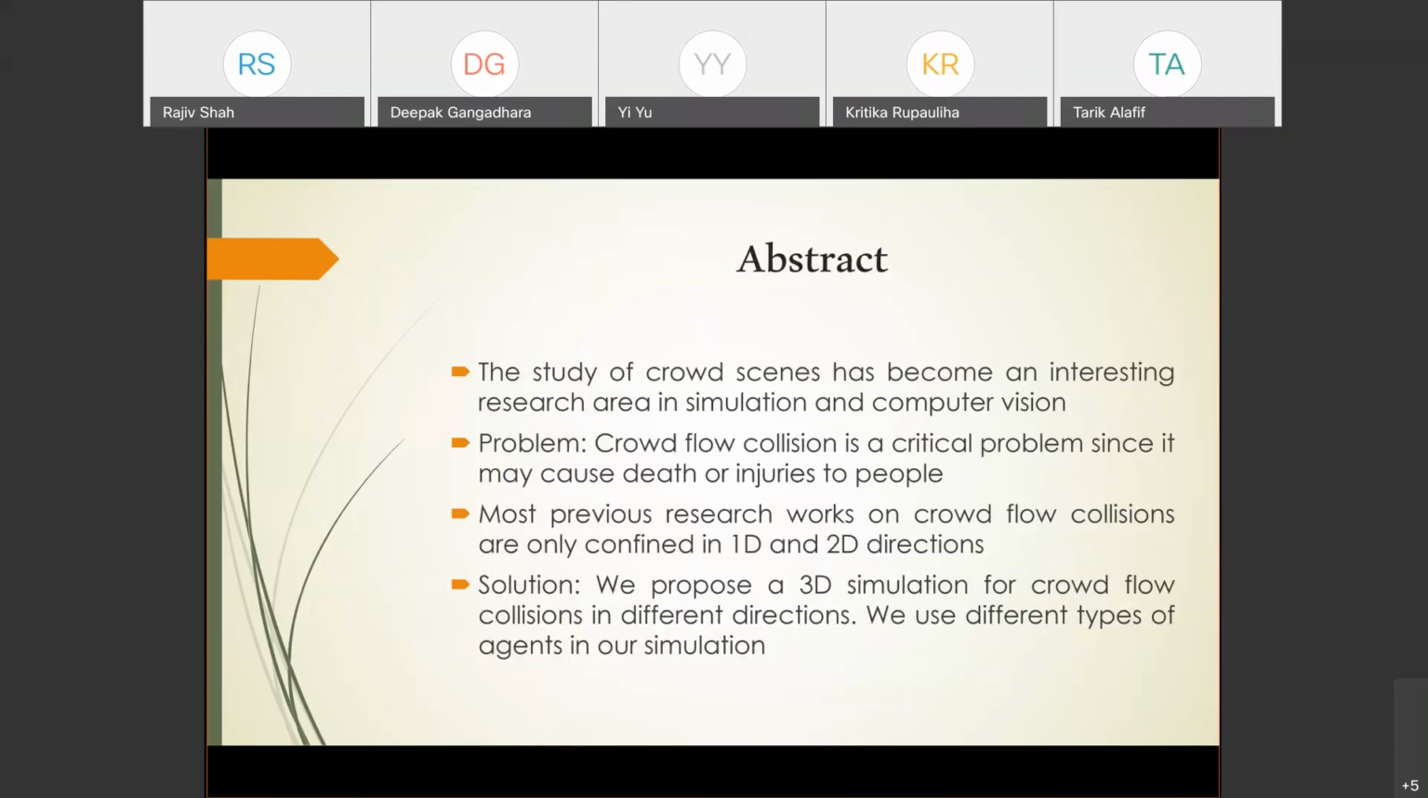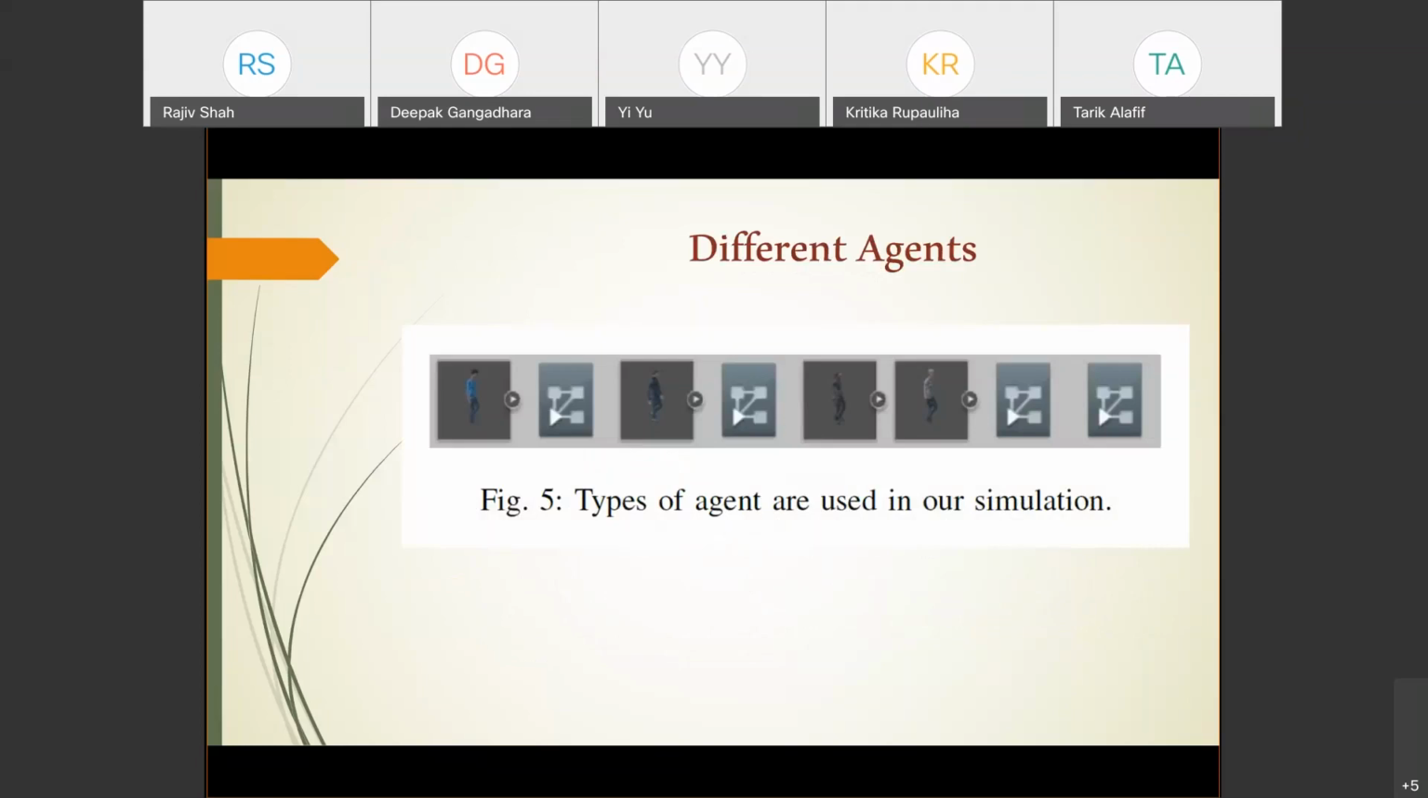Then my students looked at the previous research works. They saw that crowd flow collisions are only confined to 1D and 2D directions. So they proposed a 3D simulation for crowd flow collisions in different directions, and they use different types of agents in this simulation. This is an example of the agents they have used, different agents with different walking speeds and different actions.